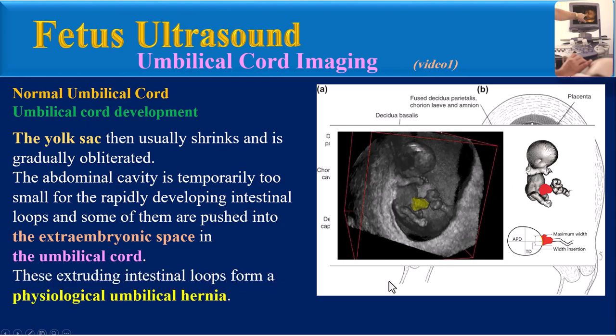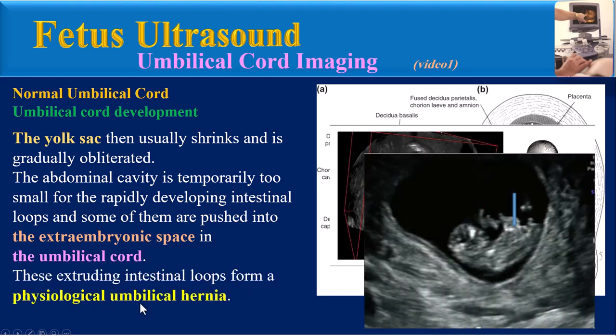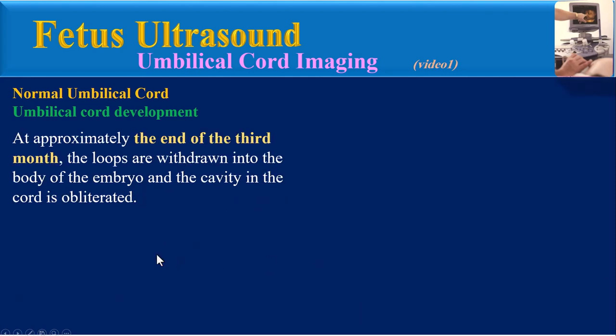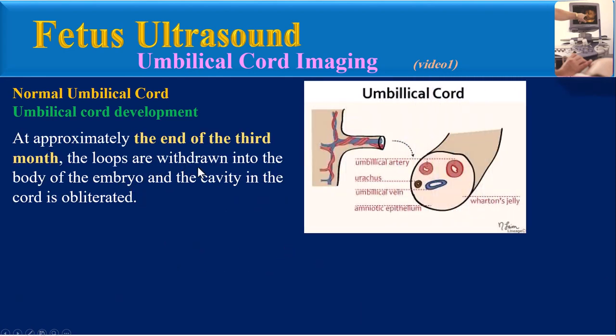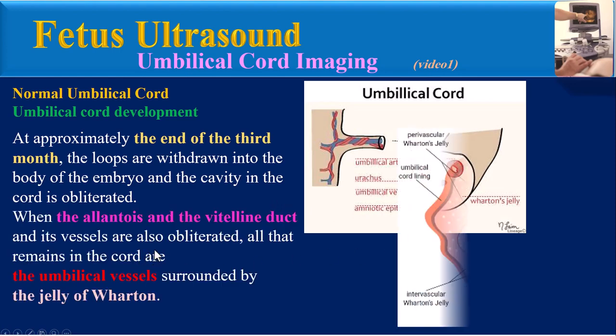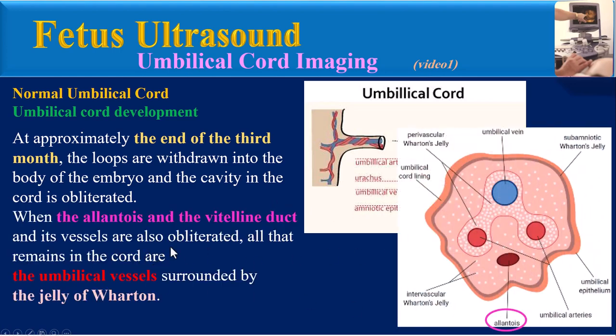These extruding intestinal loops form a physiological umbilical hernia. This ultrasound image of a fetus at 10 weeks gestation shows physiological herniation of the midgut into the umbilical cord. At approximately the end of the 3rd month, the loops are withdrawn into the body of the embryo and the cavity in the cord is obliterated. When the allantois and the vitelline duct and its vessels are also obliterated, all that remains in the cord are the umbilical vessels surrounded by the jelly of Wharton.